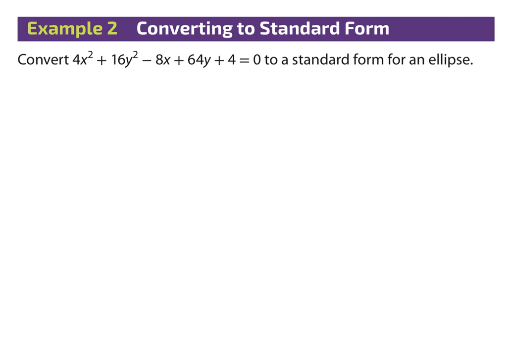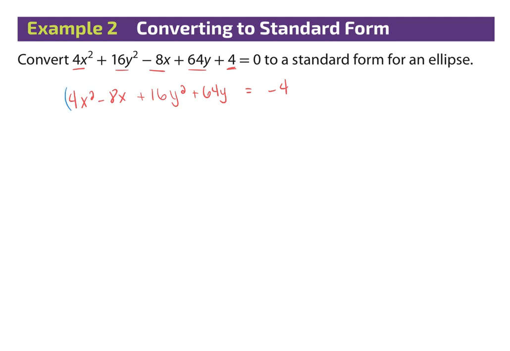So first thing I'm going to do is rearrange this guy. I'm going to put my x's together, 4x squared minus 8x, and I'm going to put my y's together, plus 16y squared plus 64y, and I'm going to move this guy over because he's kind of in my way right now, and it's easier to just not deal with him, right? And I am going to do completing the square for both sets.